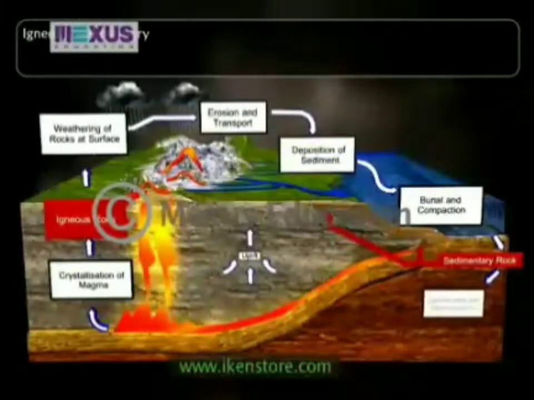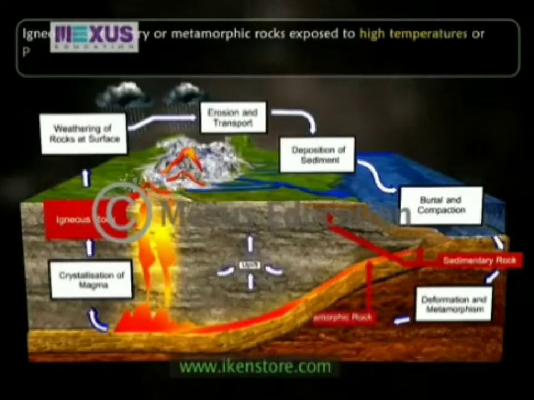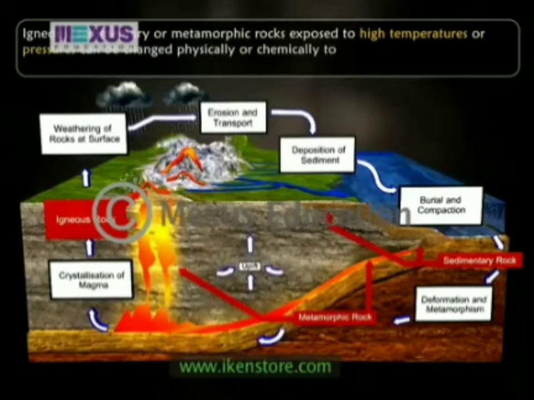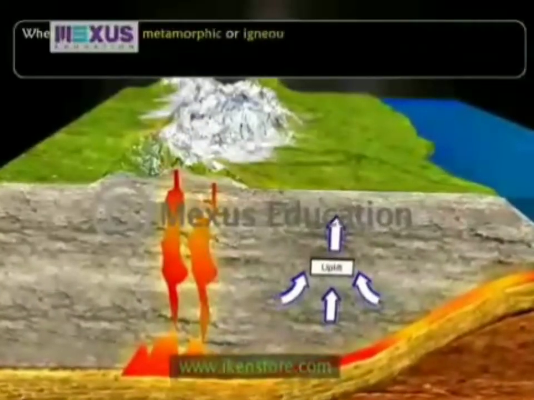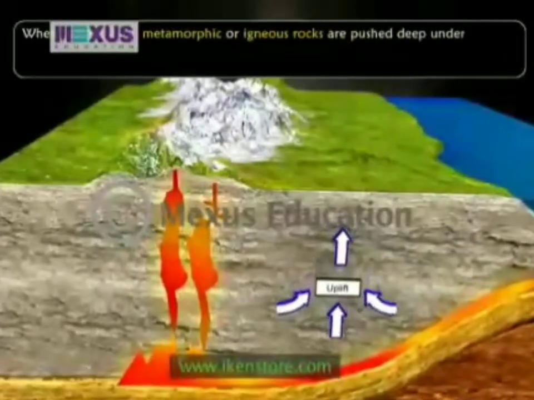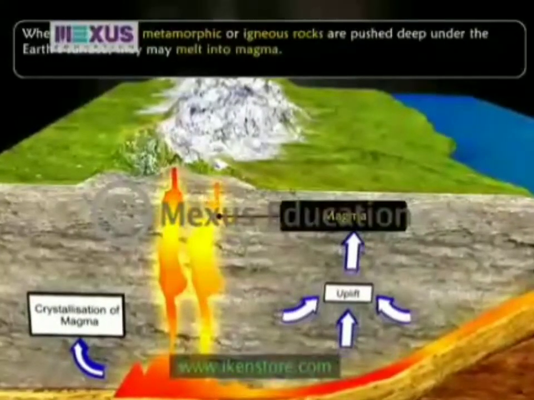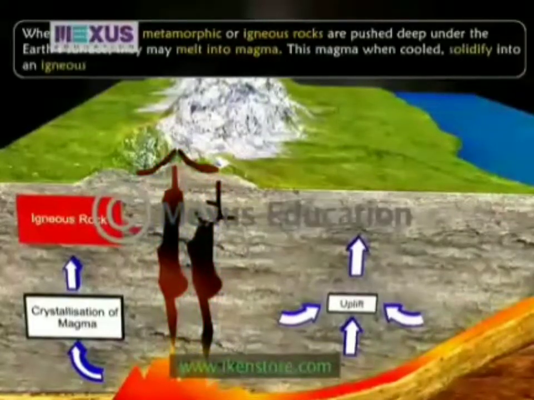Igneous, sedimentary or metamorphic rocks exposed to high temperatures or pressures can be changed physically or chemically to form a different rock called metamorphic rock. When sedimentary, metamorphic or igneous rocks are pushed deep under the Earth's surface, they may melt into magma. This magma, when cooled, solidifies into an igneous rock.